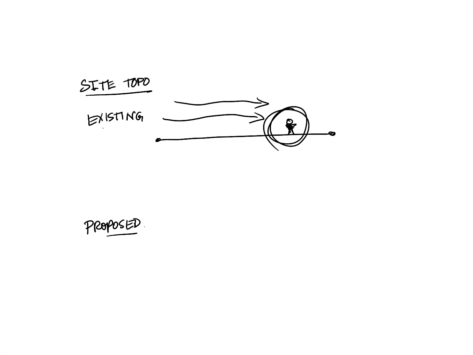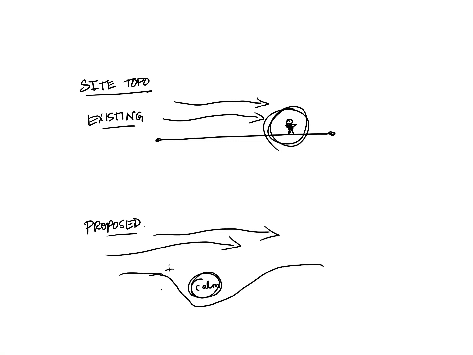This is the crux of the question, which is, how do I create a space that functions just as well, if not better, in bad weather than it does in good? So I propose in this little diagram a change of topography. And this is my big move.